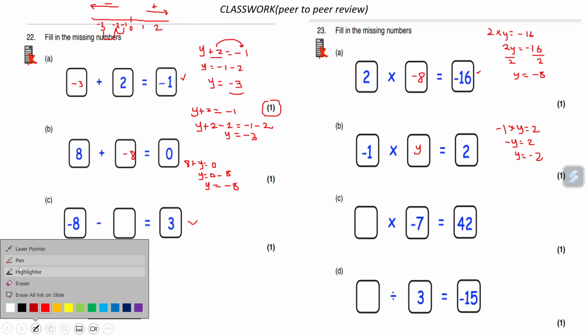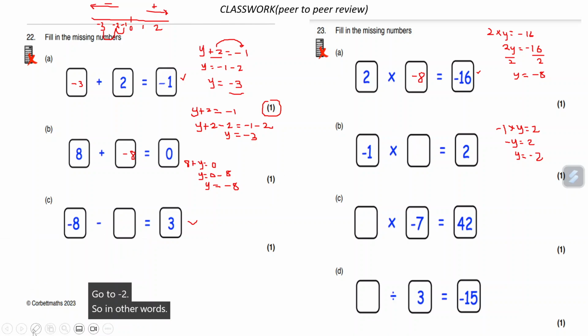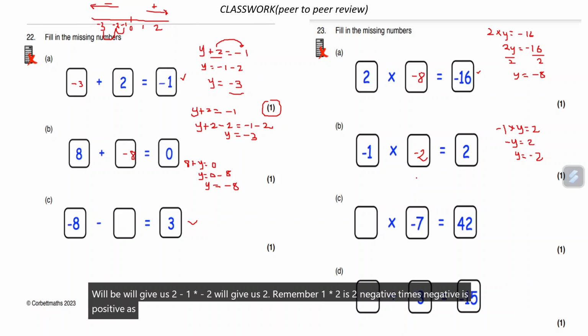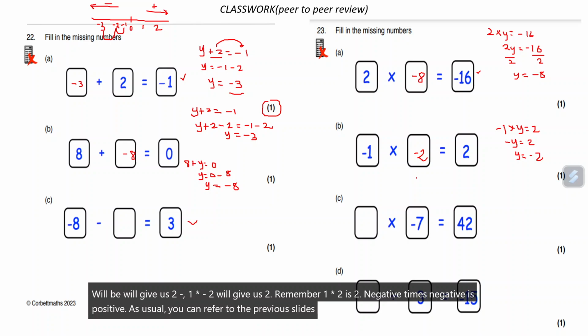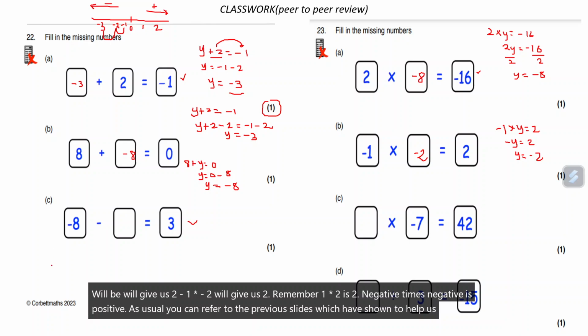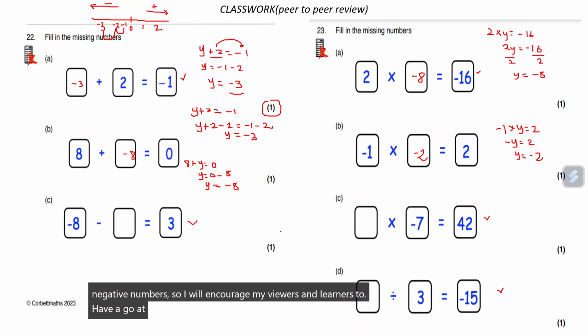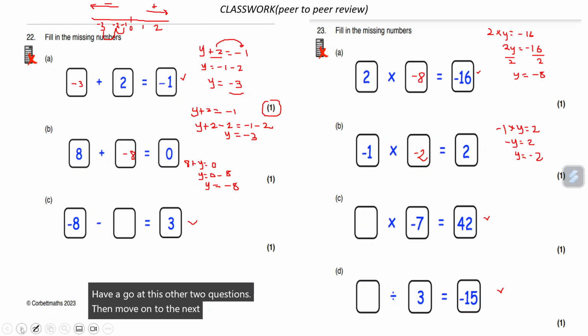In other words, minus 1 times minus 2 will give us 2. Remember, 1 times 2 is 2. Negative times negative is positive. As usual, you can refer to the previous slides which I've shown to help us appreciate negative numbers. I encourage my viewers and learners to have a go at these other 2 questions, then move on to the next line to check the answers.